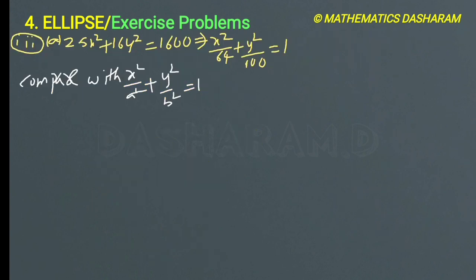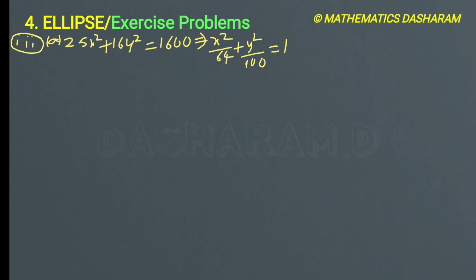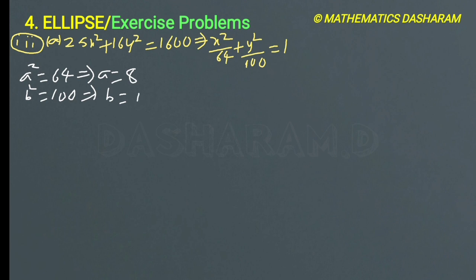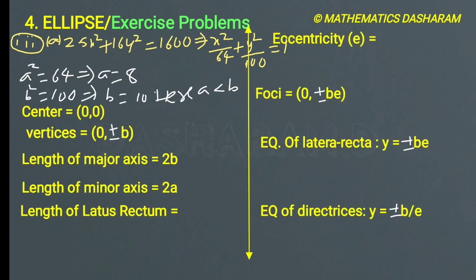So now compare with the standard form of an ellipse, that is x square by a square plus y square by b square equals 1. So then a square equals 64, then a equals under root 64, that is 8. B square equals 100, so then b equals root 100, that is 10. And here a is less than b. Center is 0 comma 0 and vertices 0 comma plus or minus b. So b is 10, so plus or minus 10.